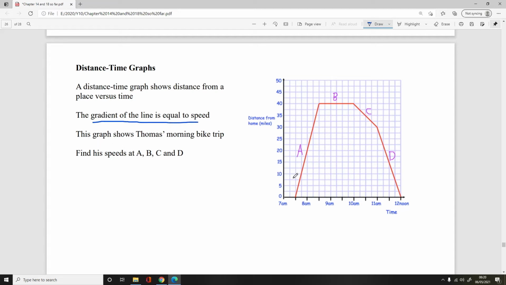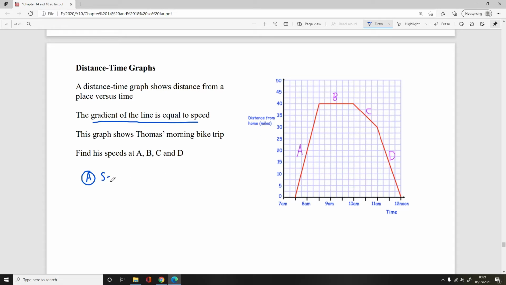Quite important. So let's use that fact first. Here's Thomas's morning bike trip. He starts presumably at home, then he goes rapidly away from home to 40 miles away from home by 8:30, stays still until 10 o'clock, so maybe just stays at the place he went to, then goes back home slowly and then quickly. The steeper your line, the faster he's going to be going.